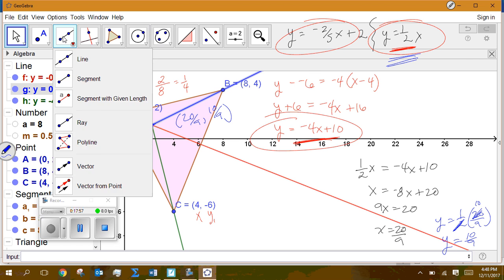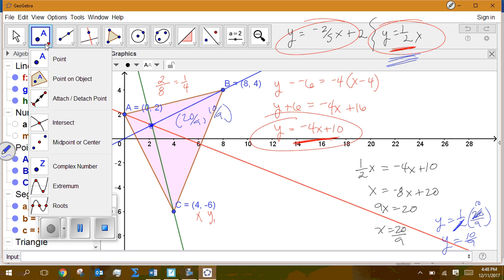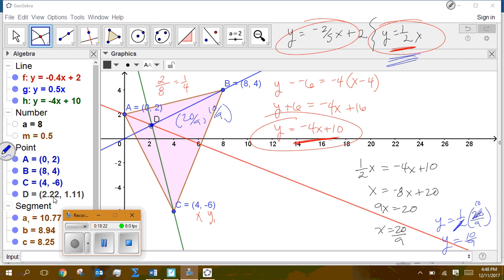And if we ask GeoGebra for the intersection point, obviously it's going to give it to me as a decimal, but 20/9 should be 2 2/9, which is 2.2 repeating, and 10/9 should be 1 1/9, which is 1.1 repeating. So let's see if we get those. I'll click the intersect tool. We're interested where those 2 lines intersect, and it gives me 2.22 repeating, 1.11 repeating. So that is in fact the ordered pair that we're looking for.